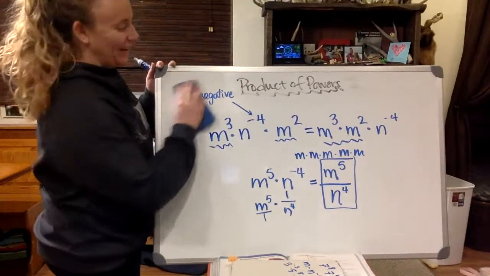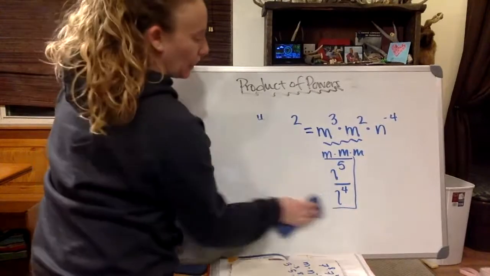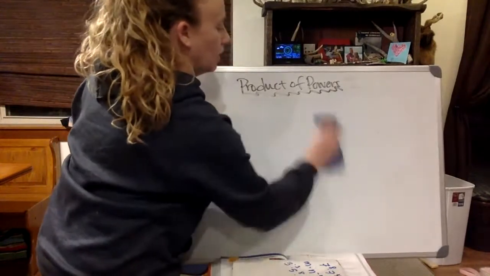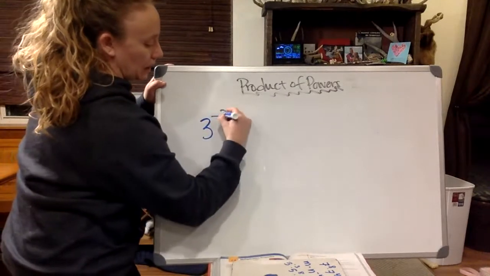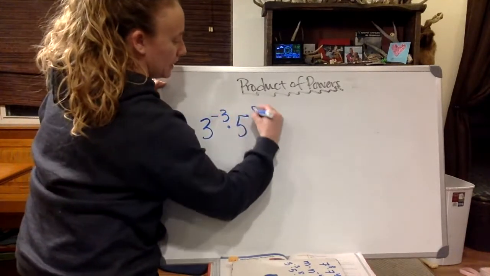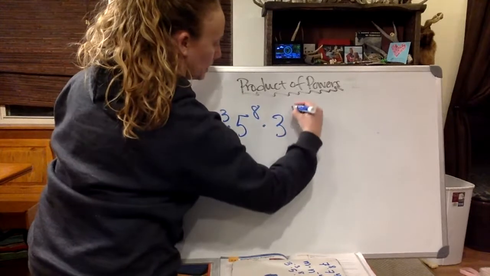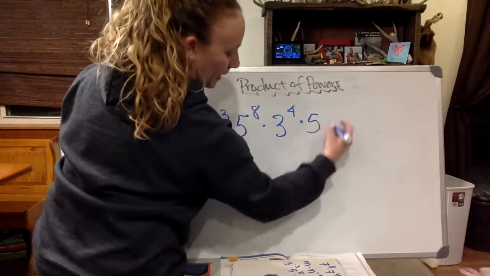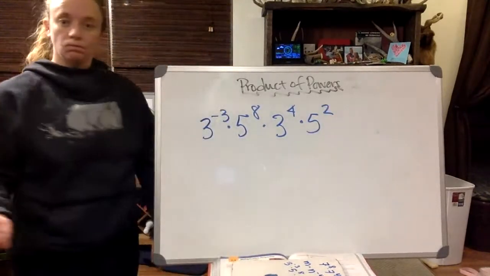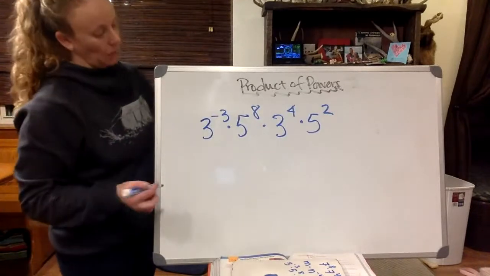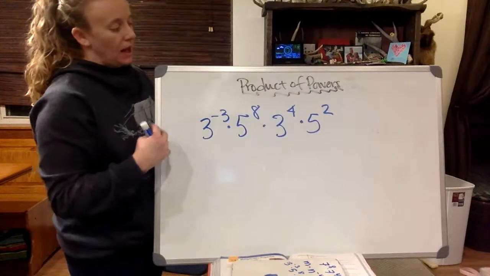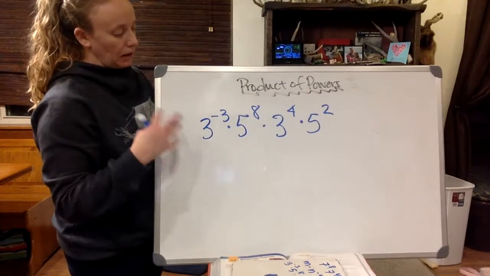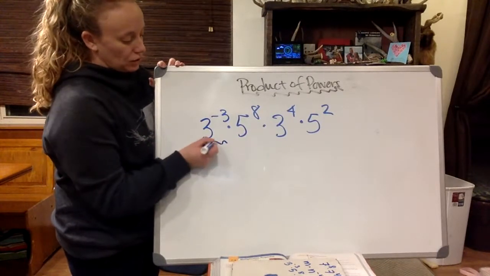It'll be fun. All right, here's our next one. Last practice: 3 to the negative 3 times 5 to the 8th times 3 to the 4th times 5 squared. Okay, big one. Again, everything's being multiplied, so I can rearrange stuff. I can put the 3's and the 5's together, and so I'm going to do just that.